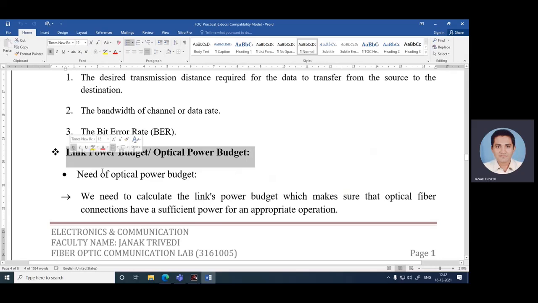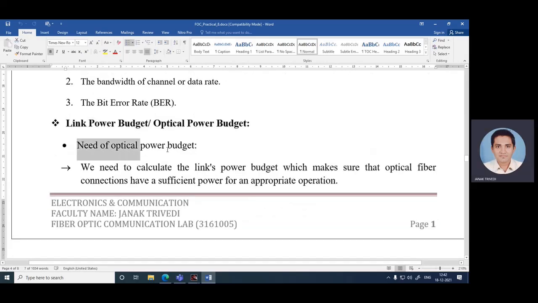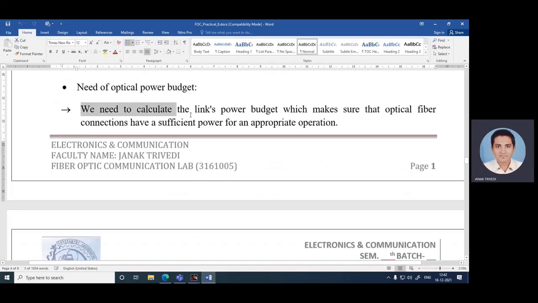Link power budget or optical power budget. Need of optical power budget: we need to calculate the link power budget, which makes sure that the optical fiber connection has sufficient power for an appropriate operation.